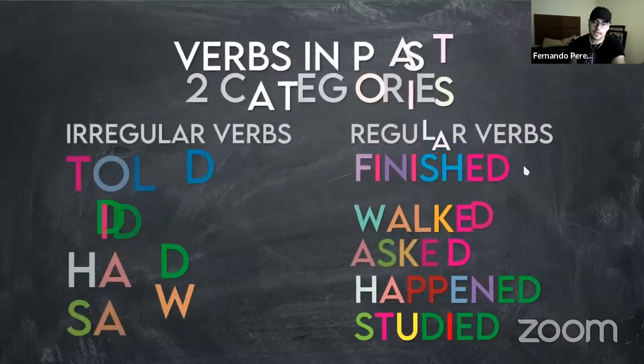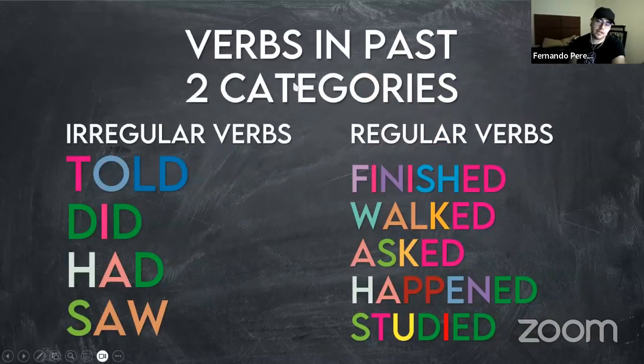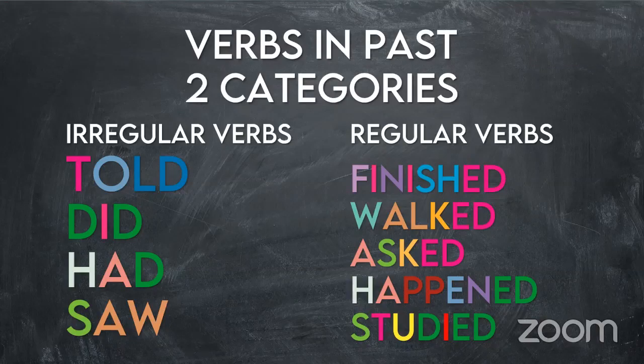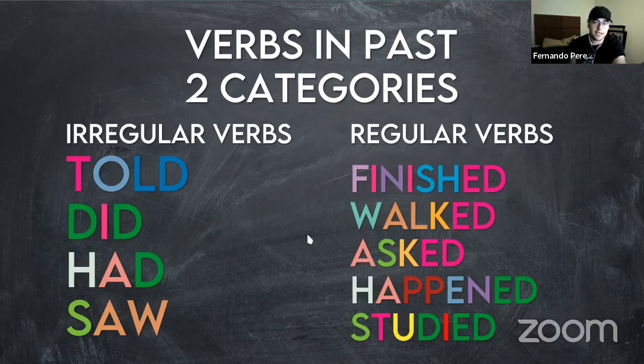Okay? When you are talking about verbs in past, there are two categories that exist. There are the irregular verbs, which are verbs that change. And we have the regular verbs that are verbs that end in ed. This is not new. Everybody knows this, no? Did you know this in the past? Yes, no? Yes, teacher. Well, that's fantastic. Here is the problem.